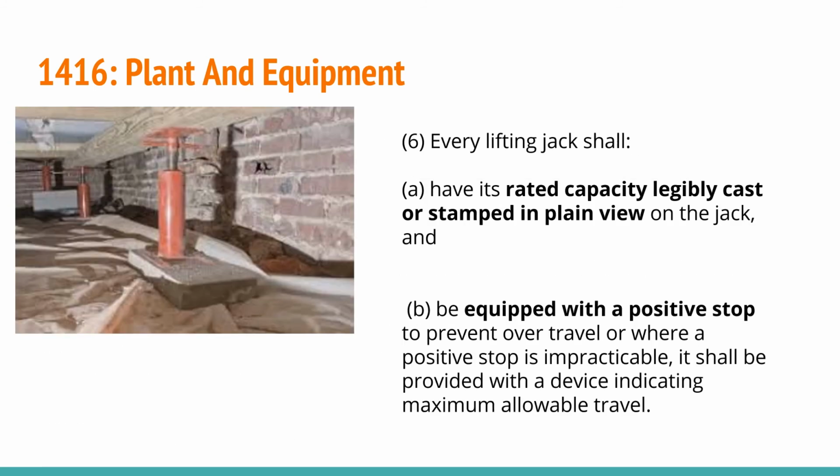Number 6. Every lifting jack shall have its rated capacity legibly cast or stamped in plain view on the jack, and also should be equipped with a positive stop to prevent over travel, or where a positive stop is impracticable, it shall be provided with a device indicating maximum allowable travel.